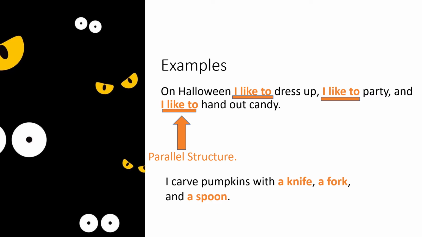Another example is I carve pumpkins with a knife, a fork, and a spoon. The underlined and bolded words show a parallel structure because they are in the same grammatical form, with the a's and the knife, fork, and spoon, and it shows equal value to each other.